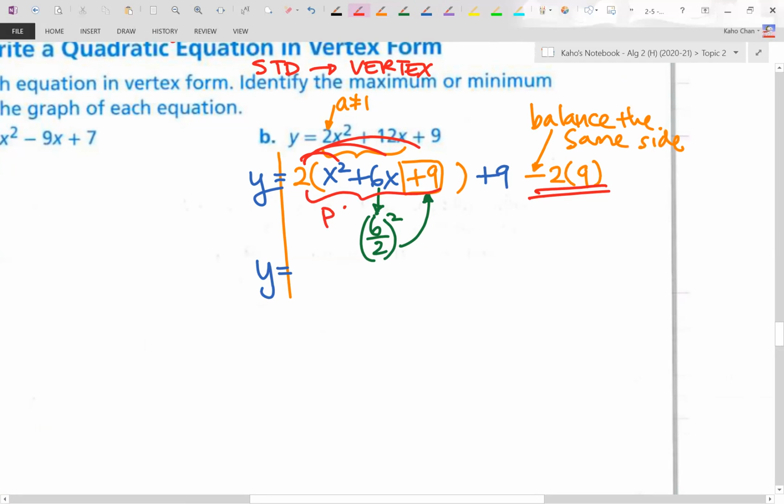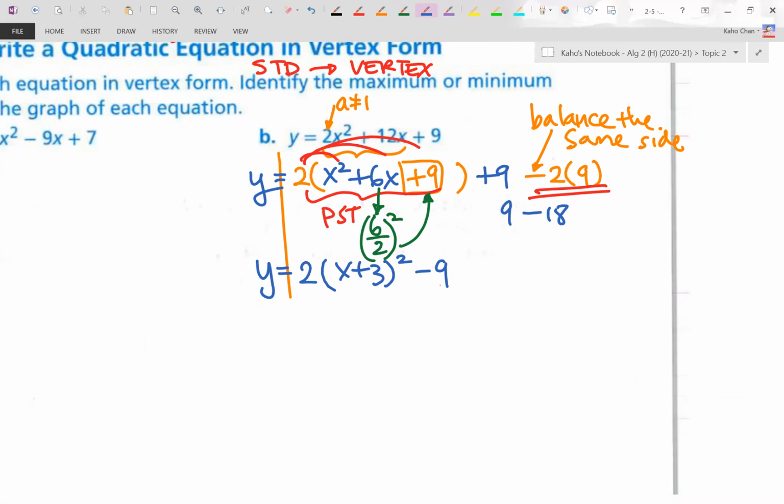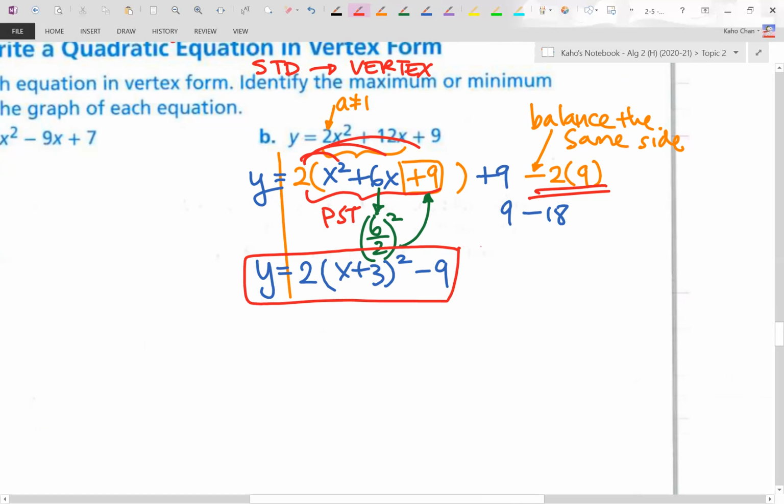There's a 2 now in front, times x plus 3 times x plus 3 when you factor. X plus 3 times itself is x plus 3 squared. And then simply on the end, we have 9 minus 18. 9 minus 18 is minus 9. Ladies and gentlemen, we just pulled that out of the air by balancing, by factoring the 2. We just created the equation in vertex form. Woo, crazy.